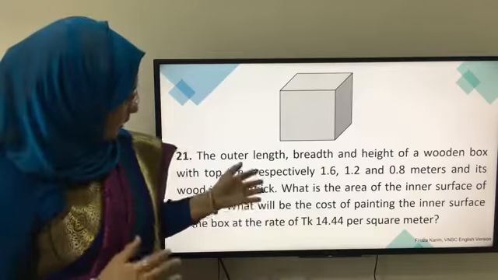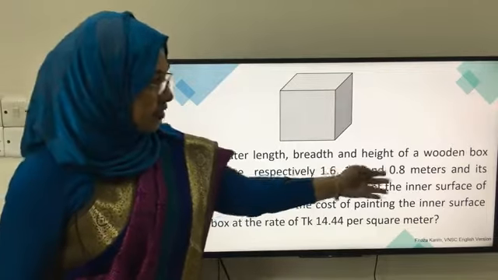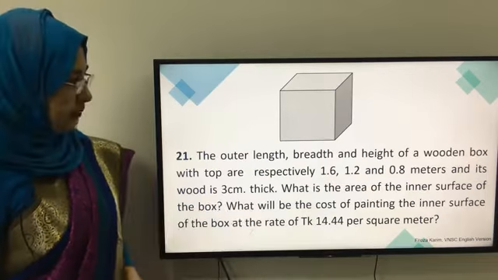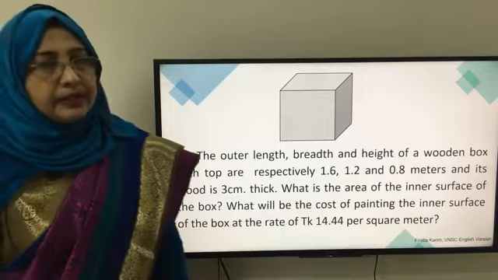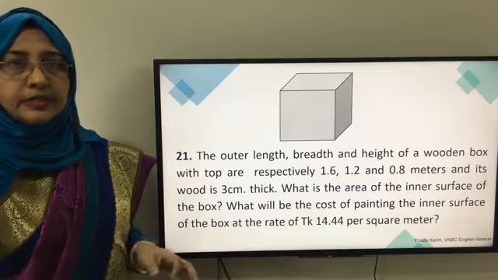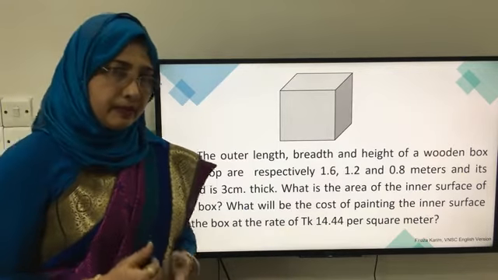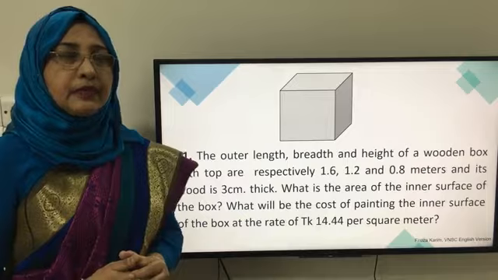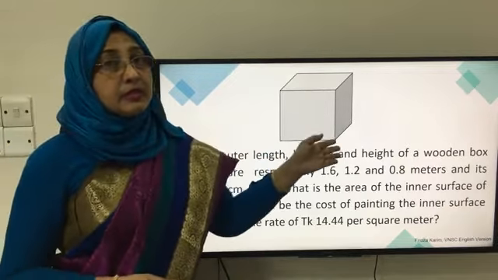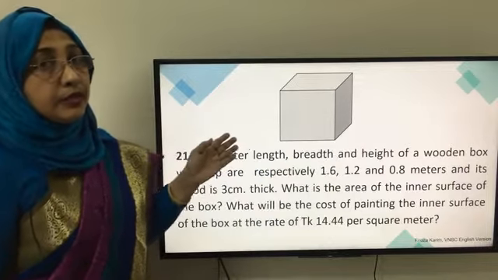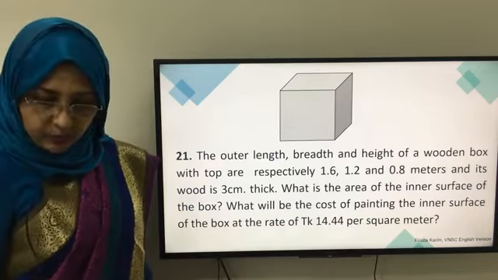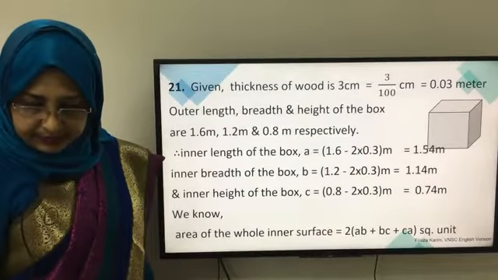A rectangular box or cubical box? Since the dimensions are different, no doubt it will be a rectangular parallelepiped. You have done earlier in general maths, I think. You know the area of the whole surface of the rectangular parallelepiped. Do you know, girls? Can you remember? How many faces are there? There are 6 faces. So there will be 2 into AB plus BC plus CA. That will be the area of the whole surface. Okay, let's do it.